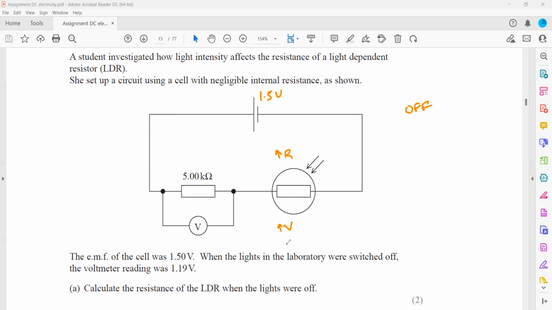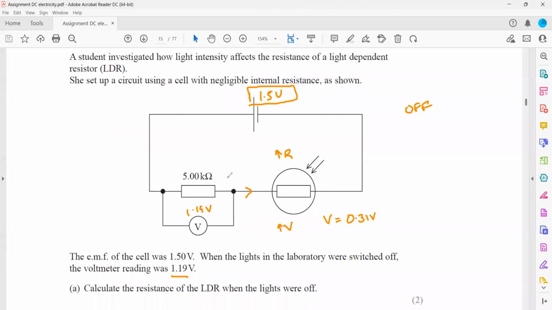When the light in the lab was switched off, the voltmeter read 1.19. So the reading on the voltmeter is 1.19 volts. Calculate the resistance of the LDR when the lights were off. So we want the resistance of the LDR. Now, we know they are in series, like this is a potential divider circuit, so the total voltage will divide between them. The EMF is 1.5, and out of 1.5, 1.19 volts is across the fixed resistor, so the remaining voltage will be across the LDR, which will be 0.31 volts.